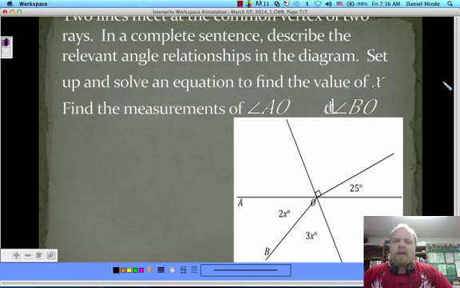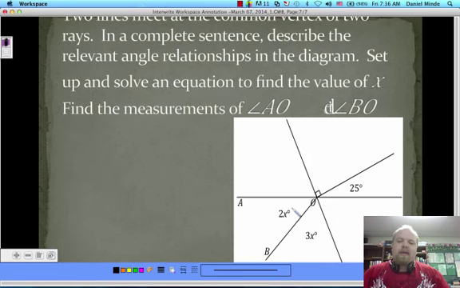I know it's kind of hard to read up top, but it's saying two lines meet at a common vertex of two rays. In a complete sentence, describe the relevant relationships in the diagram. Set up and solve an equation to find the value of x. And then once you do that, they want you to find the measurements of angle AOB and angle BOC. So there's a couple things that we're doing here.